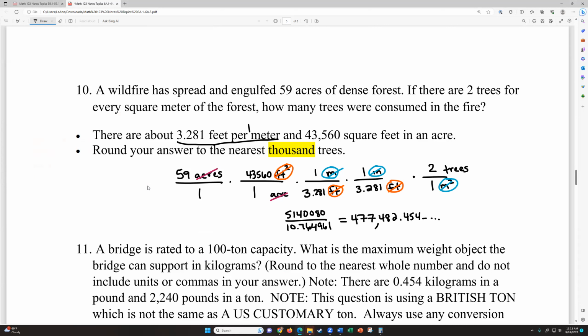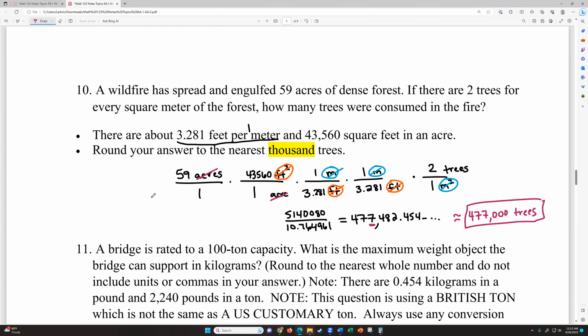We're not going to be rounding in the decimal point anyways. We're going to be rounding in the thousand place, not the thousandth place. So the thousand place, remember, is in the whole numbers. So right here, this is in the thousand place, and behind that is a 4, so that's not going to bump up. So we would round that to 477,000 trees would have been lost.